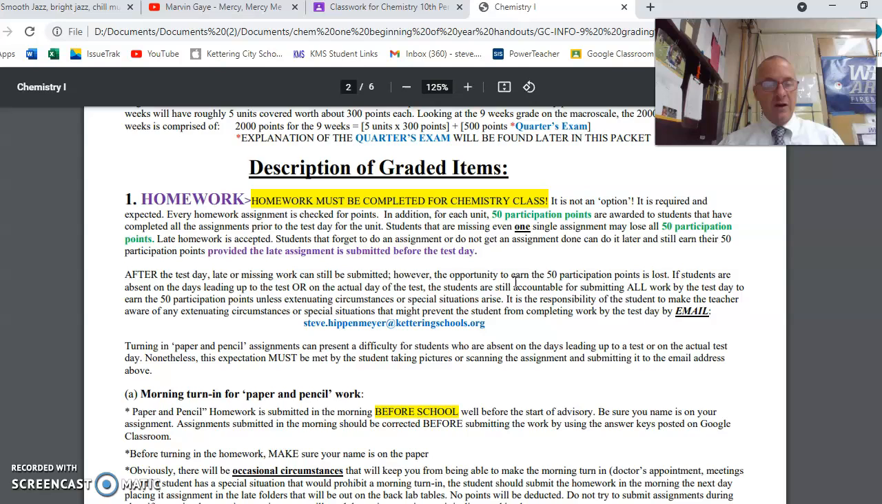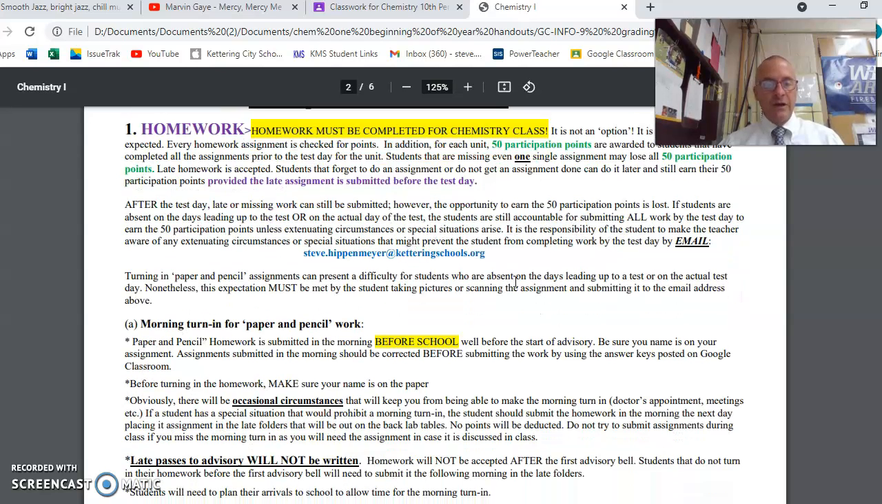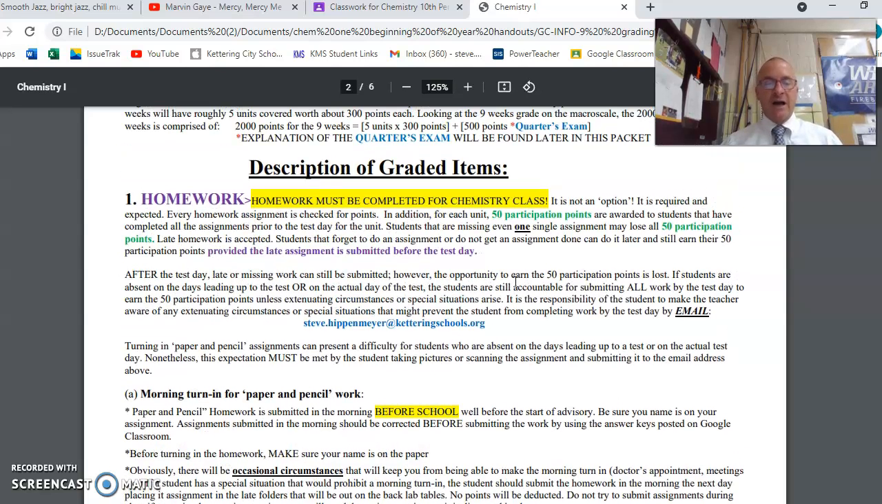What are sorts of things that we have? Well, for chemistry, obviously, we will have homework assignments. Homework isn't expected to be completed for this class. It's not an option. In fact, if you do not do homework, it will be very, very difficult to pass chemistry. Every homework assignment is graded.